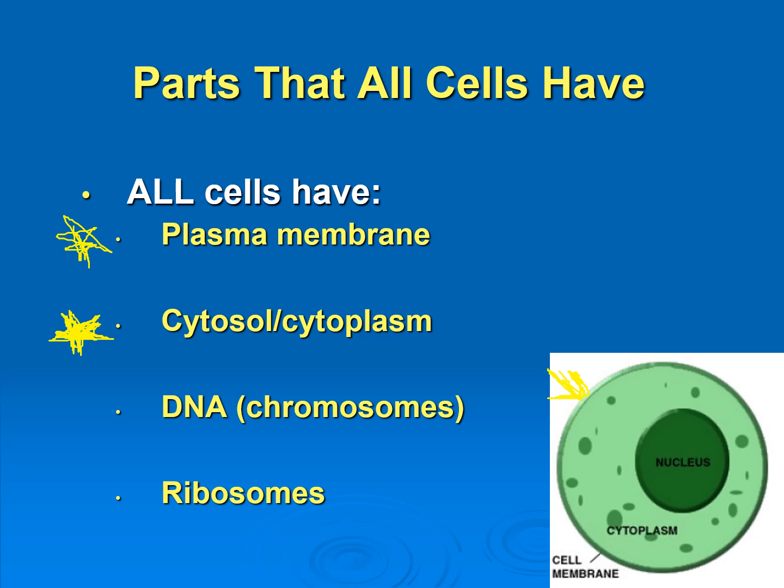And then all cells will have DNA, and one DNA molecule makes up a chromosome, so sometimes we just call the DNA chromosomes. So all cells will have that, and then all cells have ribosomes. And the job of ribosomes is to make the proteins that the cells need. So I definitely would know the parts that all cells have in common, because that could definitely show up on the exam.